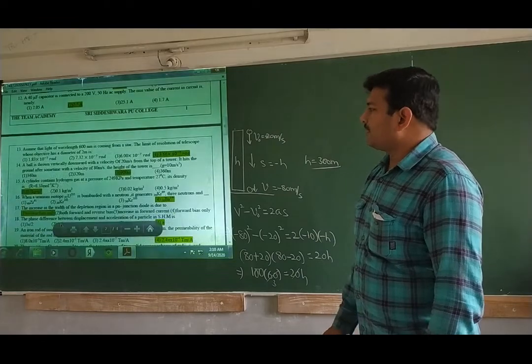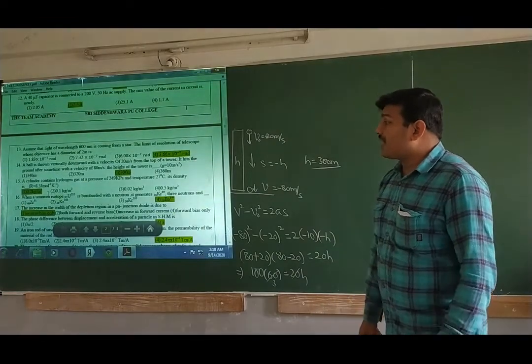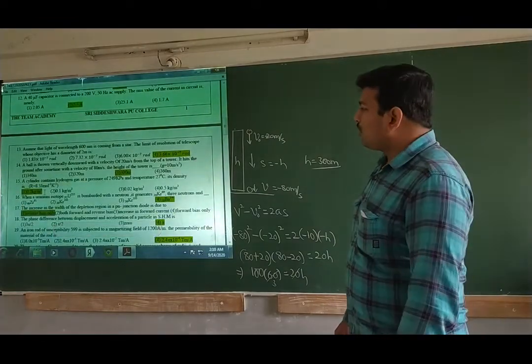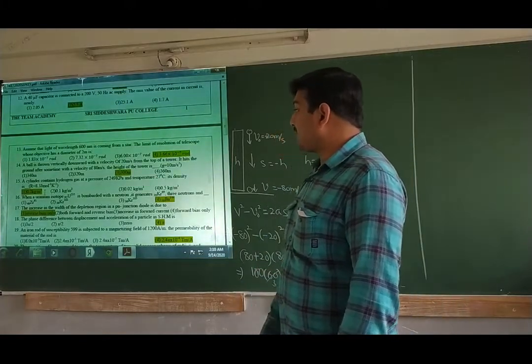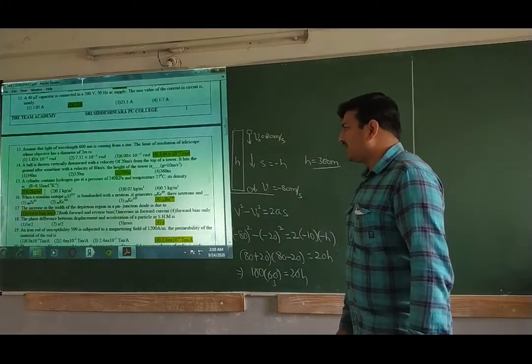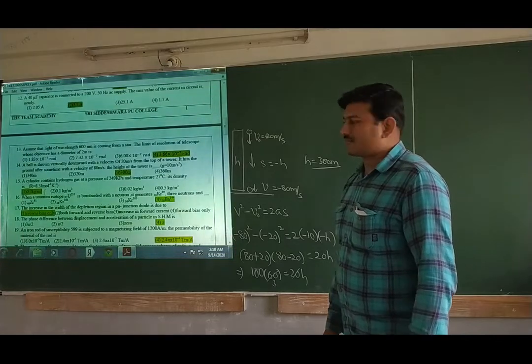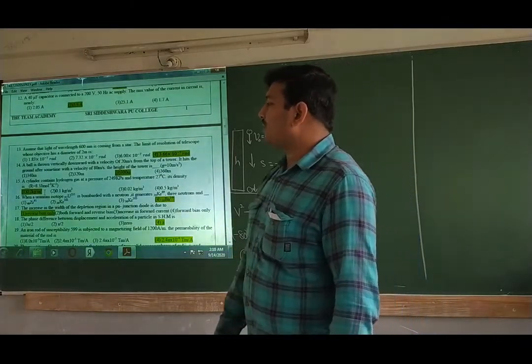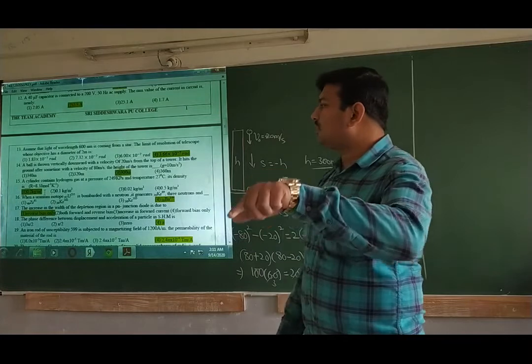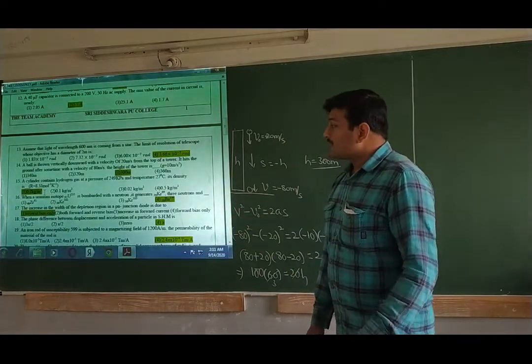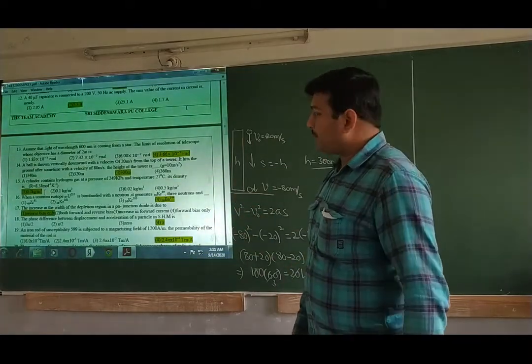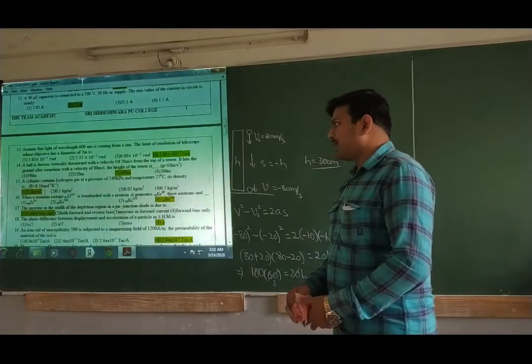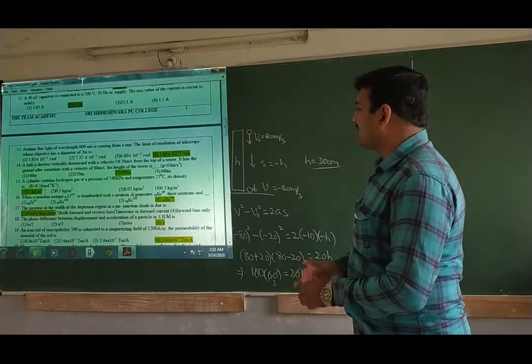Next question you see. A cylinder contains hydrogen gas at a pressure of 249 kilopascal and temperature 27 degrees Celsius. Its density is dash. They have given R is equal to 8.3 joule per mole per Kelvin. They have not given joule per kg per Kelvin. They have given per mole per Kelvin. Now, how to find out the density is the question.